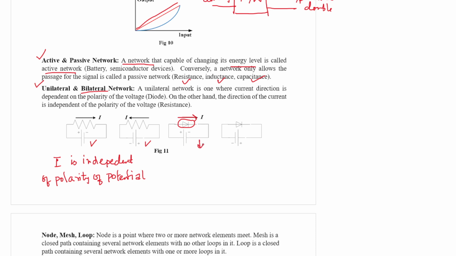So this is called forward biased, and this is called reverse biased. A diode conducts in case of a forward bias, and it blocks in case of a reverse bias. So it is an example of a unilateral network.